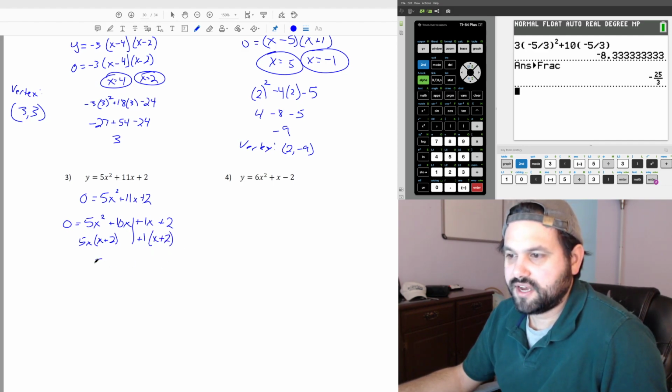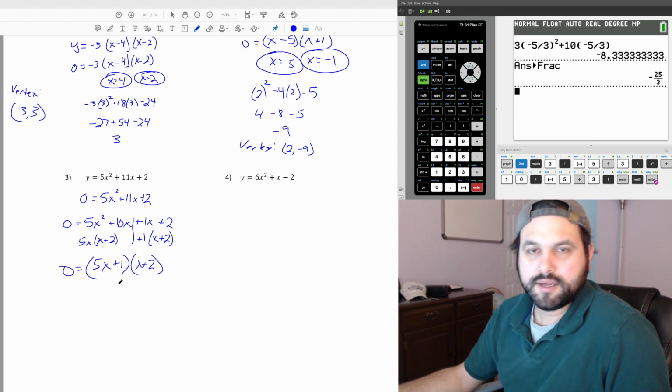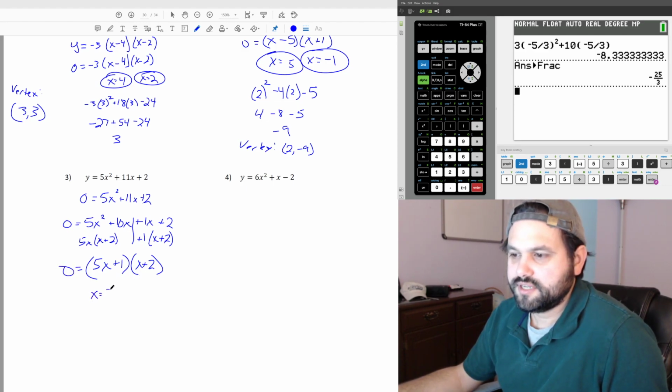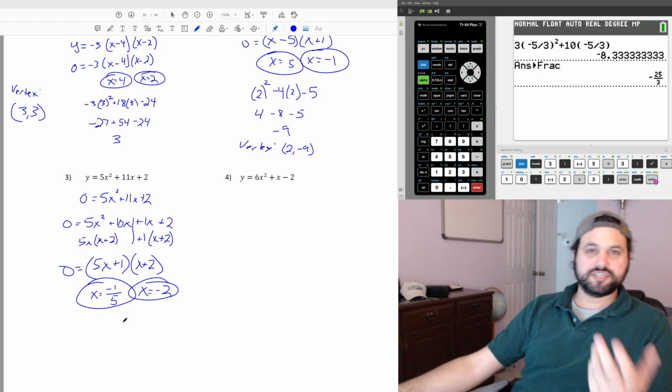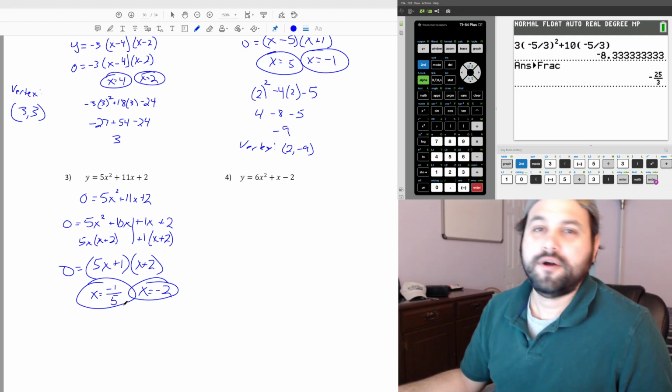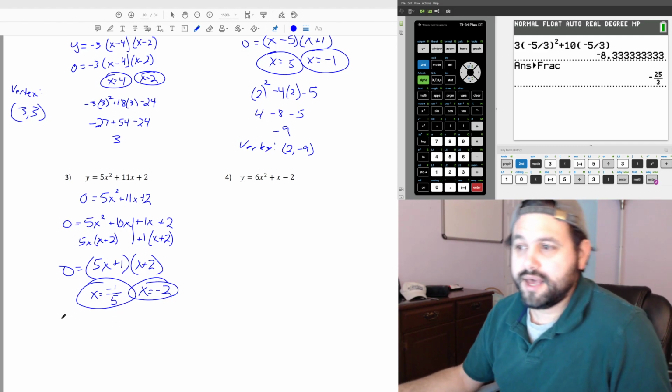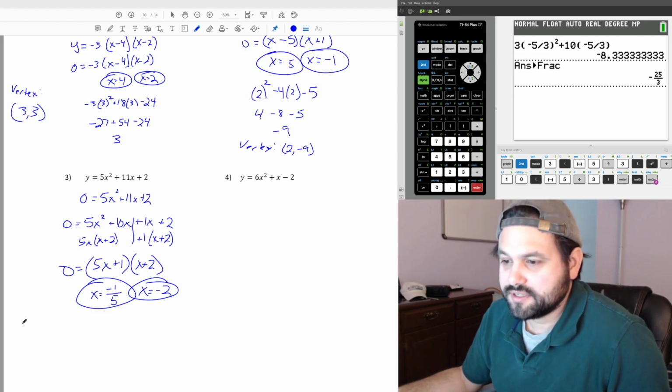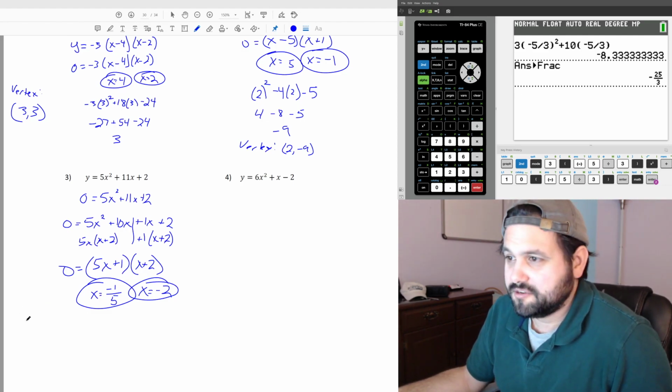This factors into 5x plus 1 times x plus 2. And so we get x equals negative 1/5 and x equals negative 2. And to figure out what's right between those, I could certainly just add them together and figure out what's right between them. Or I could do this negative b over 2a, which I'm going to go ahead and do because it seems easier to me.